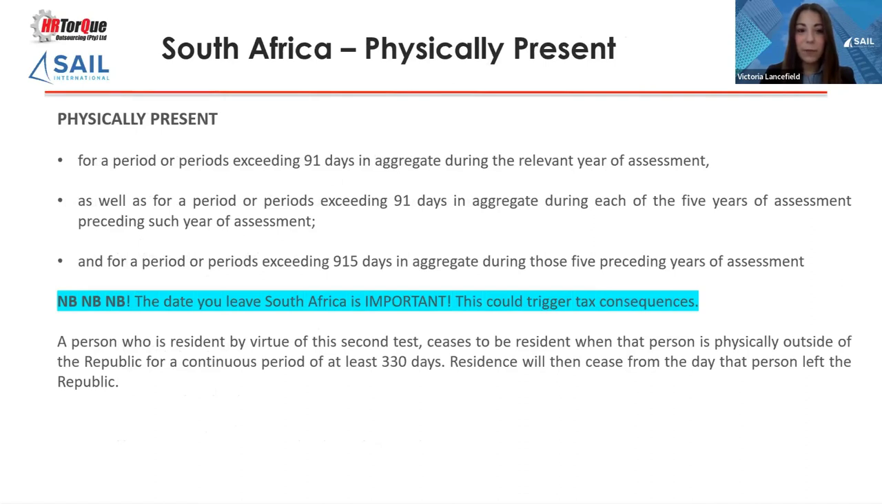If we look at it through here, to be deemed physically present and a resident, you're considered to be physically in South Africa for a period exceeding 91 days in aggregate during the relevant year of assessment, as well as for a period exceeding 91 days during each of the past 5 years of assessment, and for a total period exceeding 915 days in aggregate in those five preceding years of assessment. So as you can see, it's an "and" test. It's not one or two or three of these. You'd have to meet all of these criteria to meet the physical presence test.